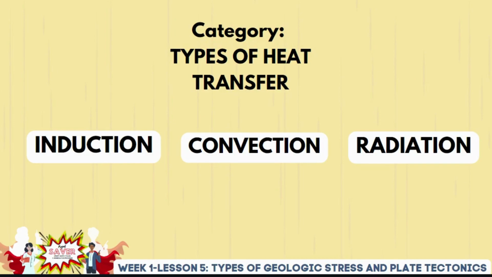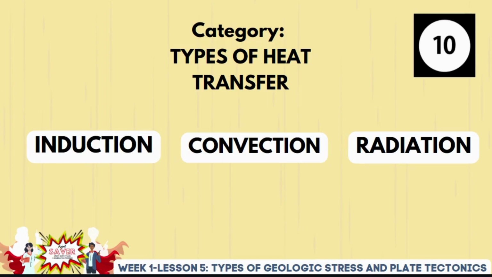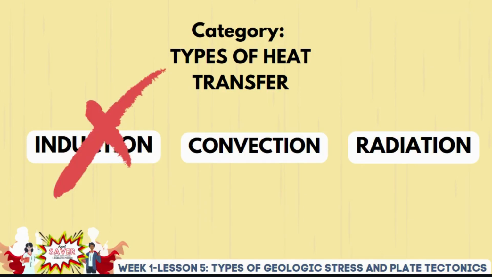The next category is types of heat transfer. We have induction, convection, radiation. Which one is the odd one? Time is up. The odd one out is induction.